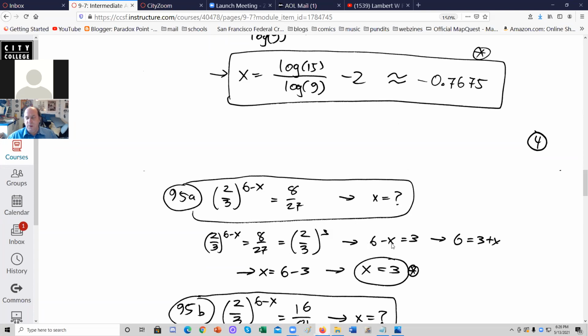6 minus x equals 3. Transpose the x: 6 equals 3 plus x. Transpose the 3: x equals 6 minus 3, so x equals 3.